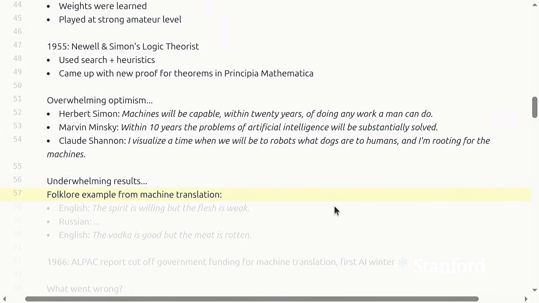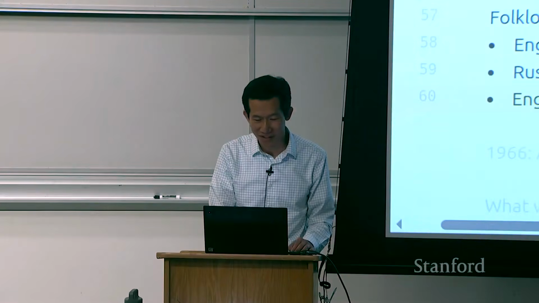There's this folklore example from machine translation. This is probably not a real example, but it's a good example. So, supposedly people were interested in translating between Russian and English. This is the height of the Cold War. So they took an English sentence, the spirit is willing, but the flesh is weak, translated it into Russian, which is something I don't speak Russian, and translated it back, and it says the vodka is good, but the meat is rotten. So, obviously the machine translation maybe didn't work so well.